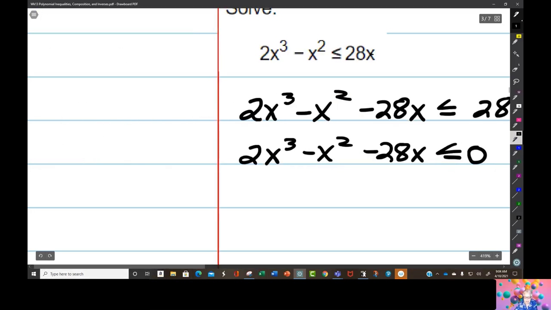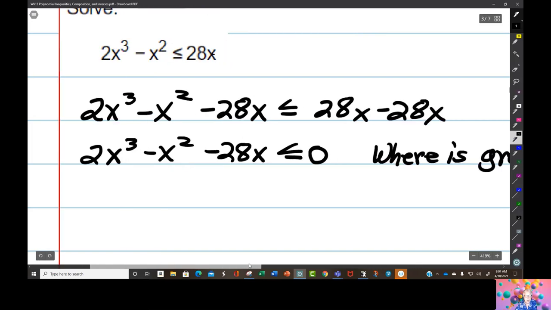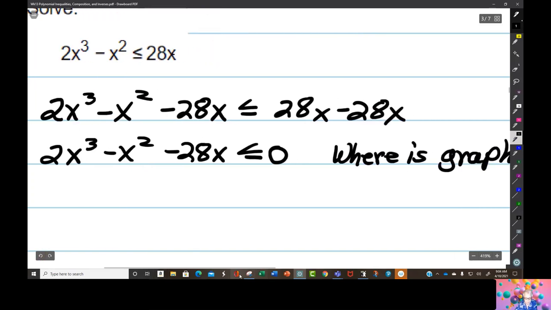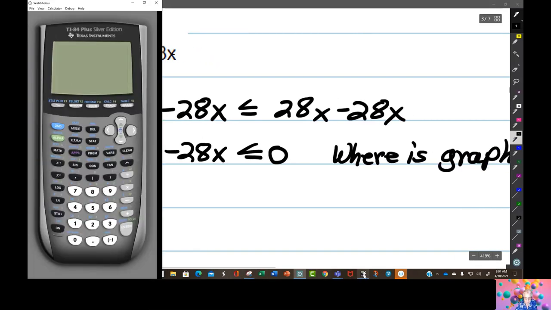All right, let's graph it and find out. But cubics often are a little more complicated. So they're more interesting.